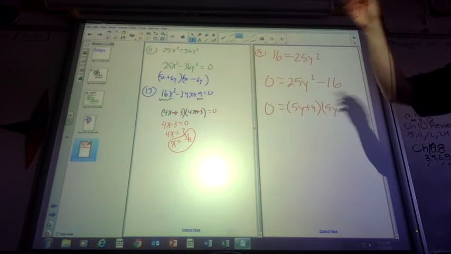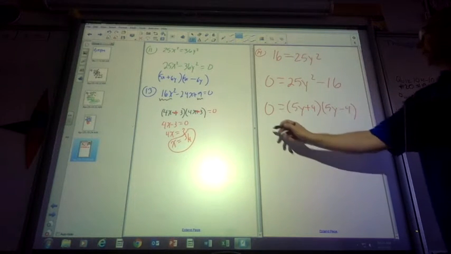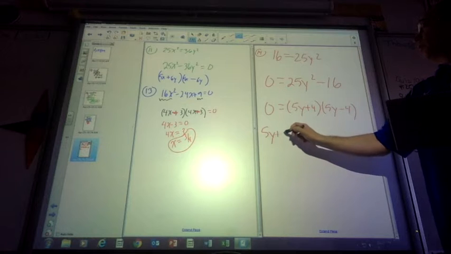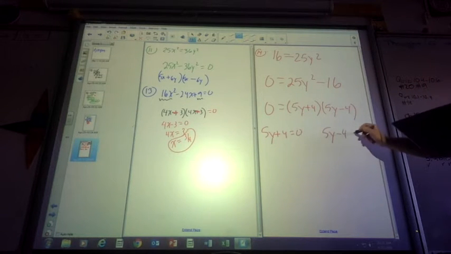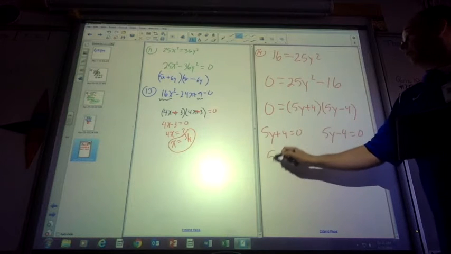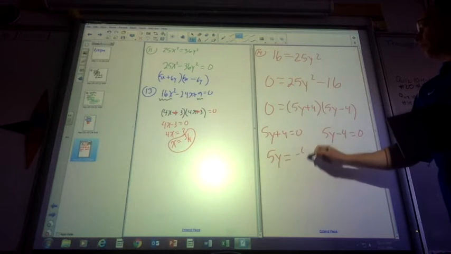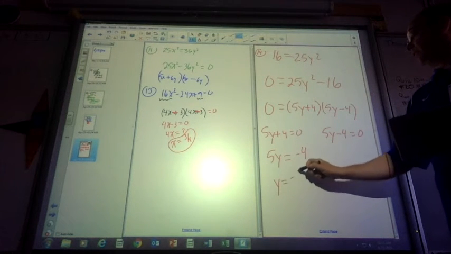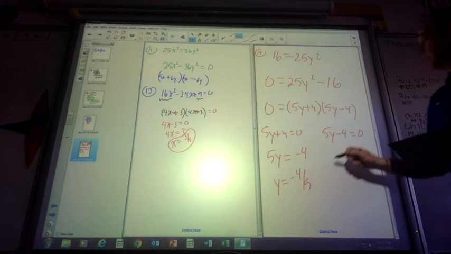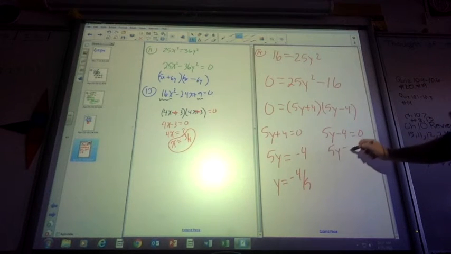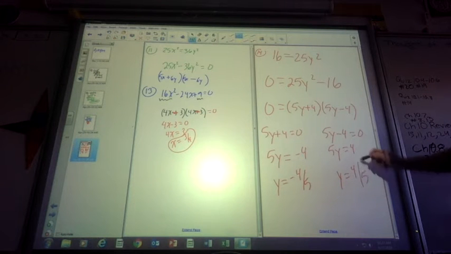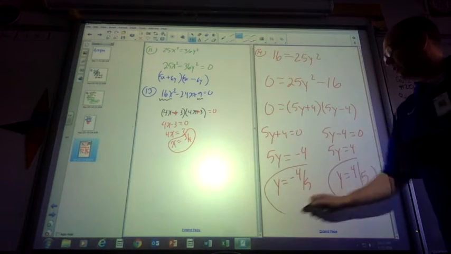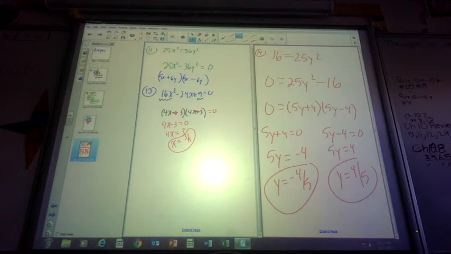Doesn't matter that the equal sign's over on this side. It's still going to work out the same. So then I got 5y plus 4 equals 0 and 5y minus 4 equals 0. So I get 5y equals negative 4, so y equals negative 4 over 5. 5y equals 4, so y equals 4 over 5. So I get an answer of positive 4 over 5 and an answer of negative 4 over 5.